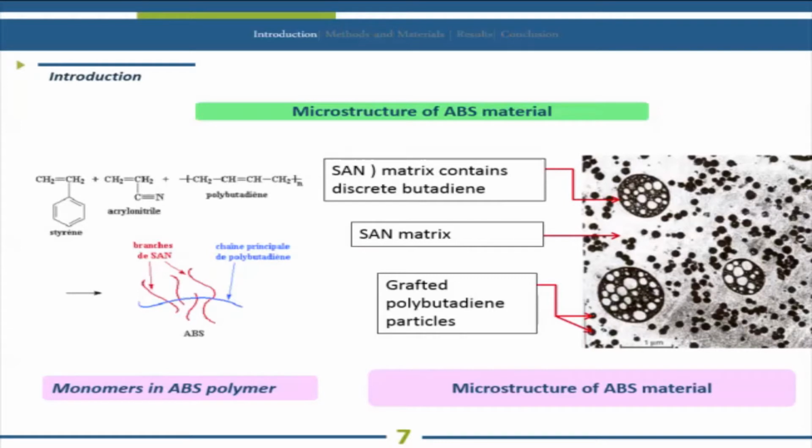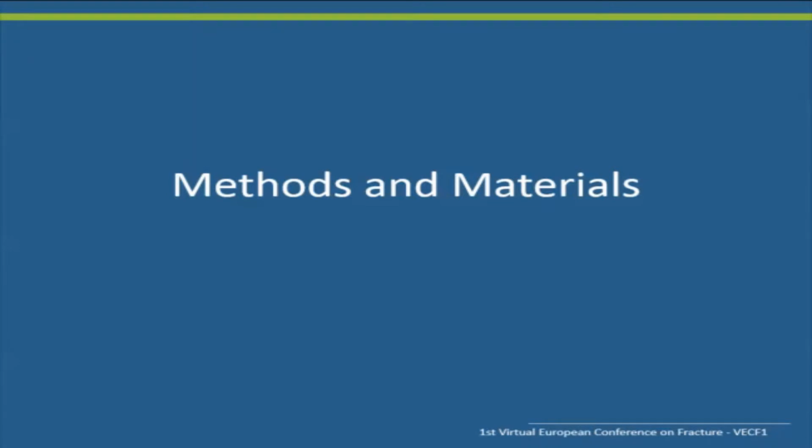ABS is one of the most important rubber-toughened thermoplastics and is widely used for applications where toughness and surface gloss are important. The choice of ABS material is due to the diversified uses of ABS, the risk related to the use of ABS structures in the industrial field, and the necessity to assess the crack and failure in a quick and simplified way. Methods and materials.